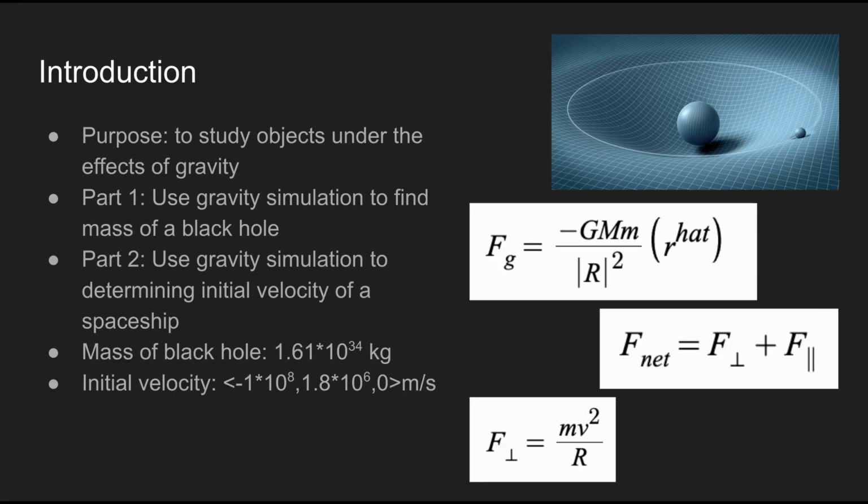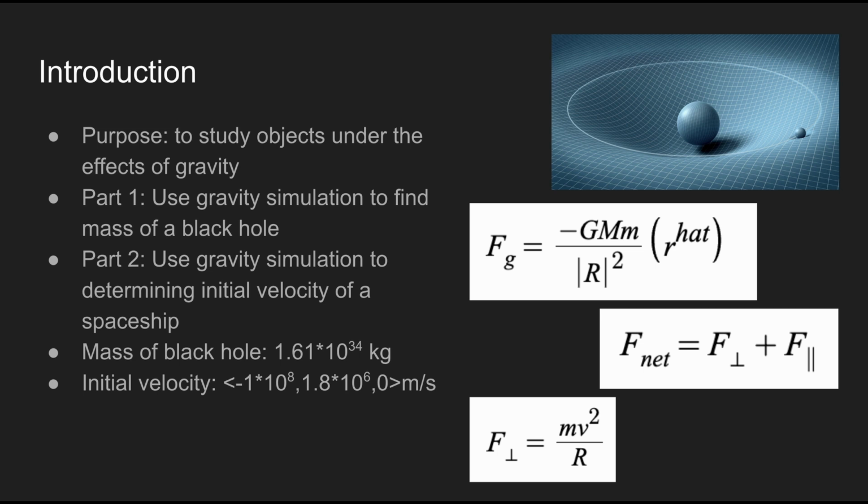The purpose of this lab is to study the behavior of objects under the effects of gravitational forces. The force of gravity by one object onto another object is represented by the formula -G times the mass of the first object times the mass of the second object divided by the magnitude of the distance between the two objects squared, all times the direction between the two objects.